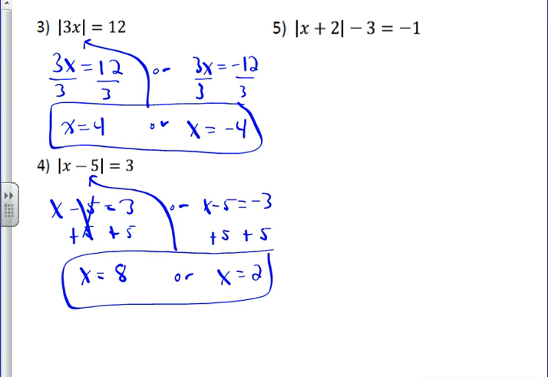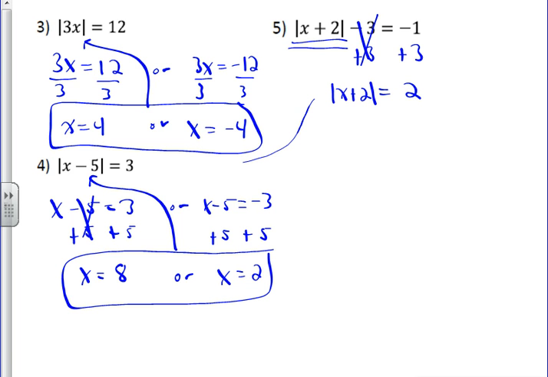Now, number 5, the absolute value of x plus 2, has not been solved for yet. So we have to use our equation property to solve for the absolute value. We've got to add that 3 to both sides. We don't play around with the 2 until we get rid of the absolute value, because we don't want to play around inside absolute values until we've gotten rid of them. And so that's going to give you absolute value of x plus 2 equals 2.